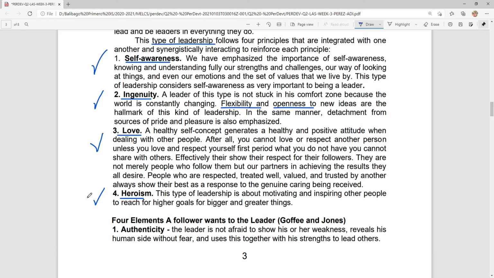Number 4, heroism. This type of leadership is about motivating and inspiring other people to reach for higher goals, for bigger and greater things. So one type of leadership is heroism. This is nice too because you always encourage, motivate, and inspire your followers to dream big and to achieve more.